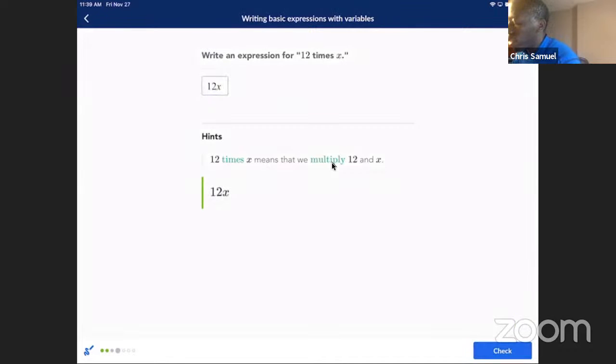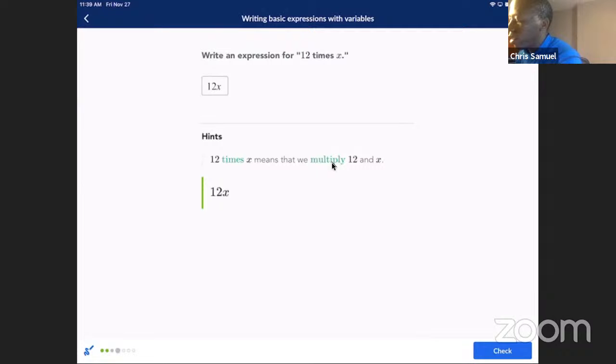Write an expression for f increased by 3. I mean, f plus 3, right? Let's see, f plus 3. Okay, so when they say f is increased by 3, they're talking about that.